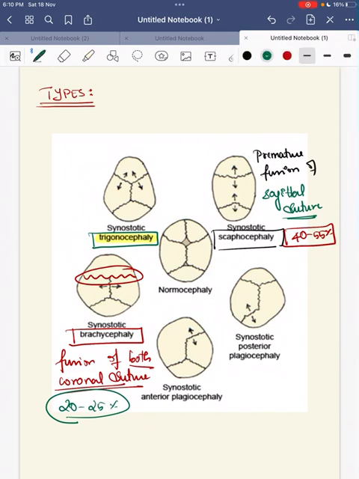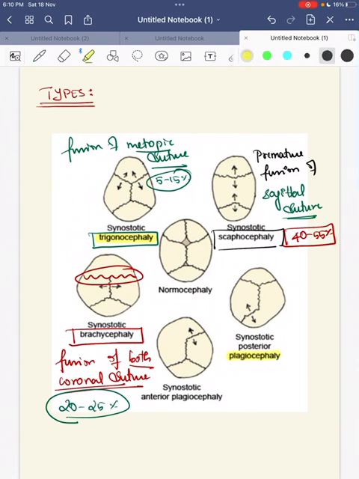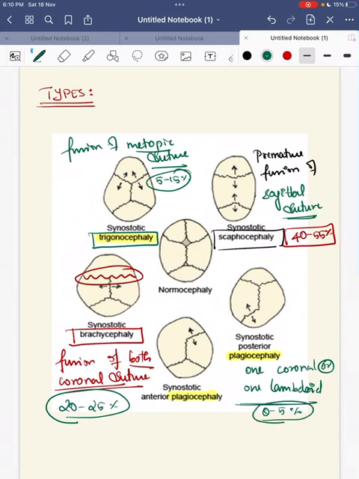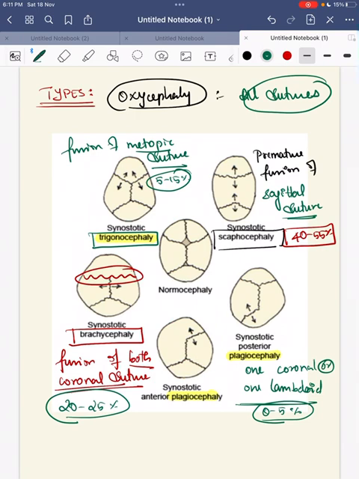Next is trigonocephaly, premature fusion of the metopic suture. It occurs in around 5 to 15% of children. Next is plagiocephaly, premature fusion of either one coronal suture or one lambdoid suture. It occurs in 0 to 5% of cases. Next is oxycephaly, premature fusion of all the sutures. It occurs in around 5 to 15% of children.